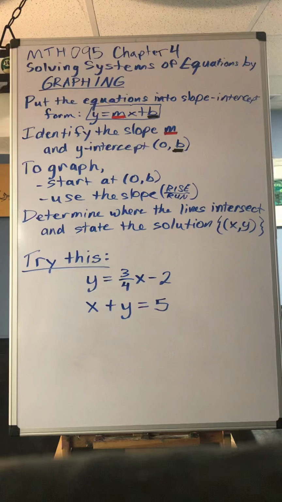So the first example I'd like you to try is the one written right here. y equals 3/4 x minus 2, and x plus y equals 5. Notice that the first equation is already in slope-intercept form, and for the second equation you're going to need to solve for y to put it into slope-intercept form. So take a second while I erase the board, and we'll see what you can do.